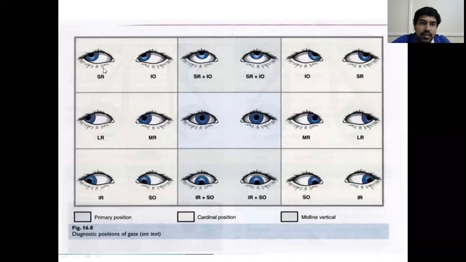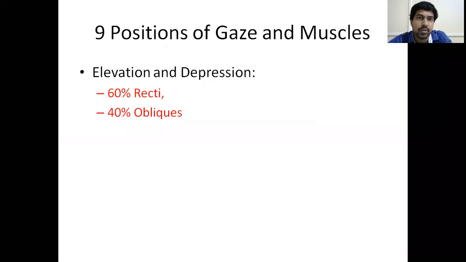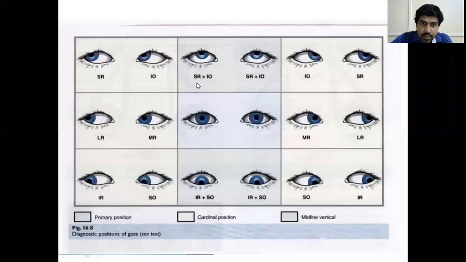But in the other positions, you have only one muscle doing that action, so you can exactly pinpoint the diagnosis. That's why they are called cardinal positions of gaze. Hope you are clear. Once you revise this PPT in your videos, it will be okay. Elevation and depression: 60% is done by the rectus muscle and 40% by the oblique muscle. That's the reason elevation and depression are not included in the cardinal positions of gaze.